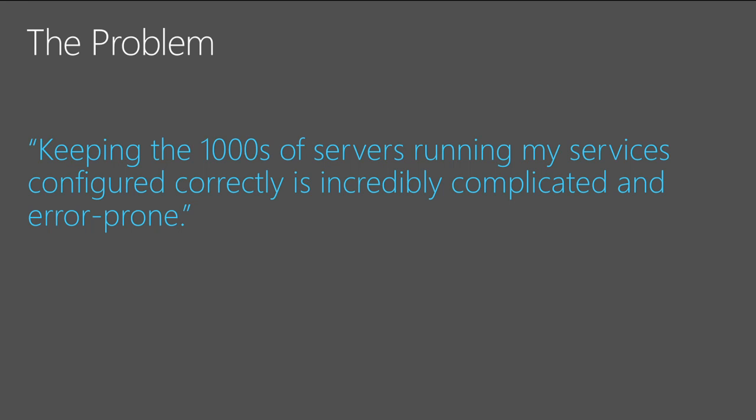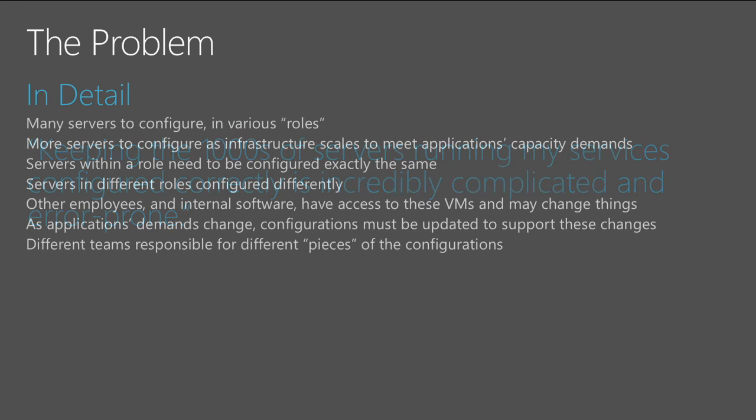So the problem at a very high level, which I'm sure a lot of you have familiarity with, is that in an enterprise scale environment, it is not easy to keep the thousands of servers running my services configured correctly. It's incredibly complicated and error prone. There are many servers to configure, and various roles for those servers, where everything within a role needs to be configured exactly the same, but different roles need to be configured differently. You need to be able to scale instantly and have new servers and VMs that come up conform to that configuration and match the role.